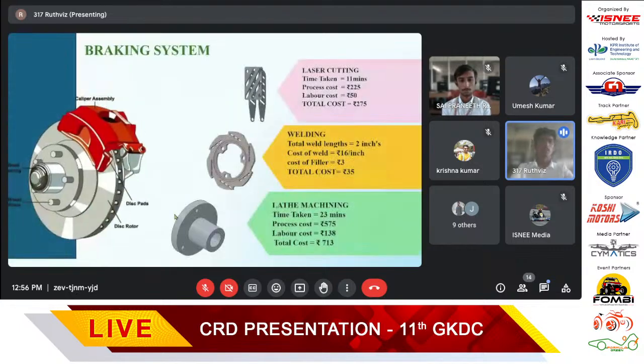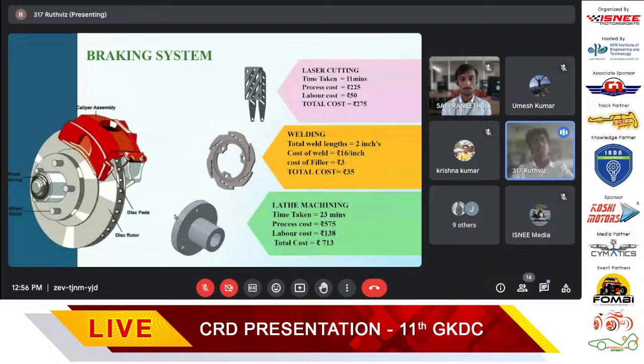Next, coming to the braking system. In the braking system, we have done the brake pedal, the disc, and the disc hub. Here, the disc hub is done using a lathe machine. It took us around 23 minutes, and the material used for this hub is aluminium as well.